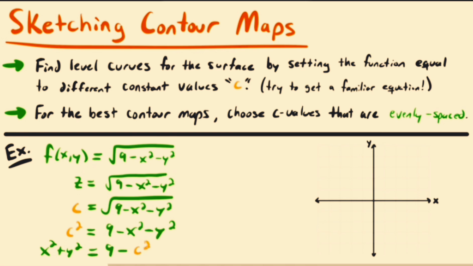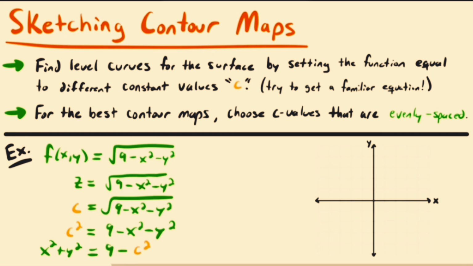Okay, once again, I subtracted c squared from both sides of the equation, and then I added x squared and y squared to both sides. And so this is what you should get. And this right here is the equation of a circle, right? You have x squared plus y squared is equal to some constant value, which would be the radius squared.